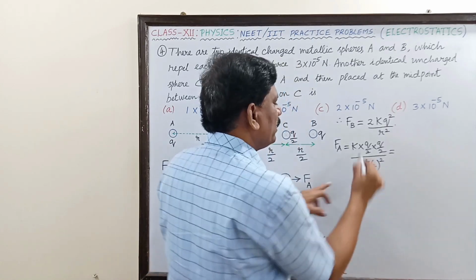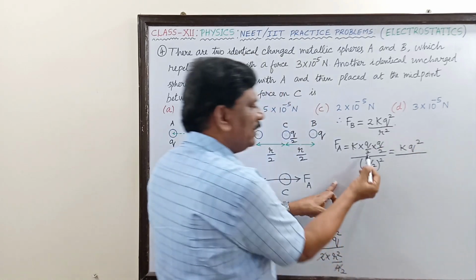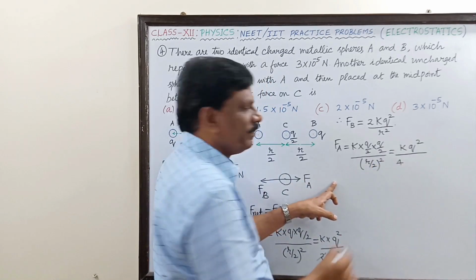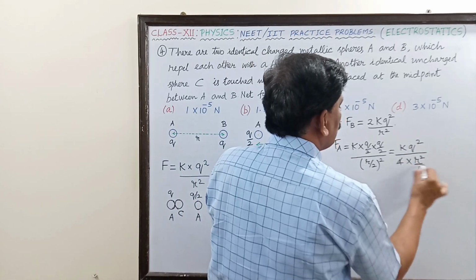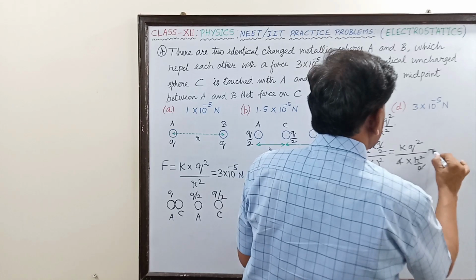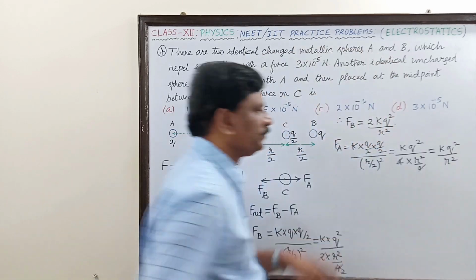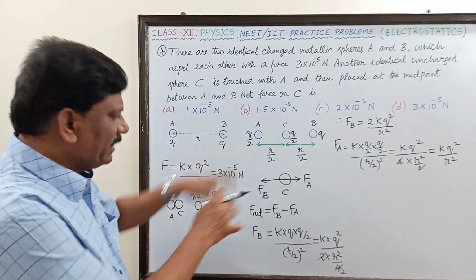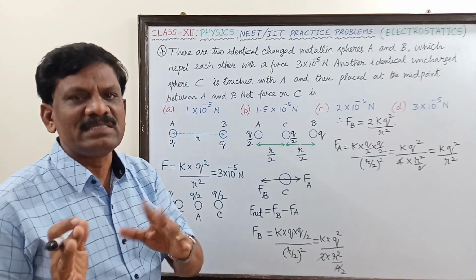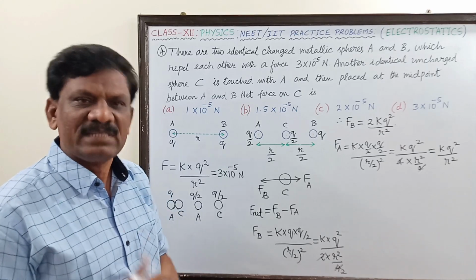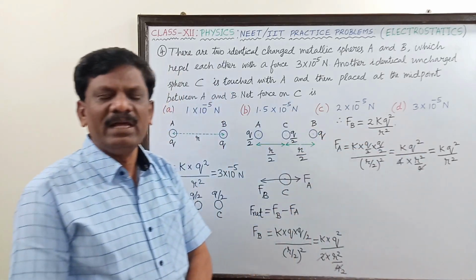So this is now equal to K into Q square divided by, 2 and 2 make a denominator 4, into R square by 4. So this 4 can be cancelled and hence this is equal to K into Q square divided by R square. So step by step we have to get the expressions while learning. This is the beginning stage. Understand? When you practice any problem systematically, you will have to substitute and get the expressions for FB and FA.